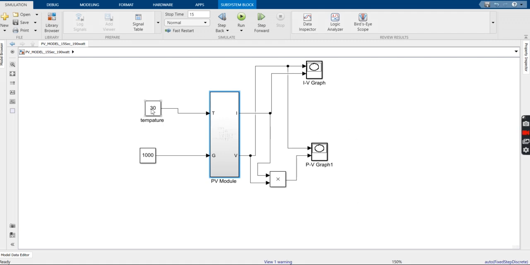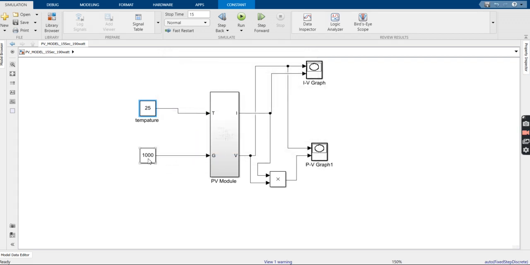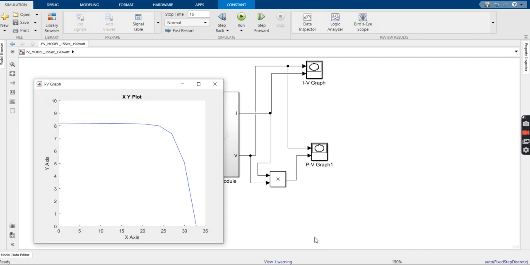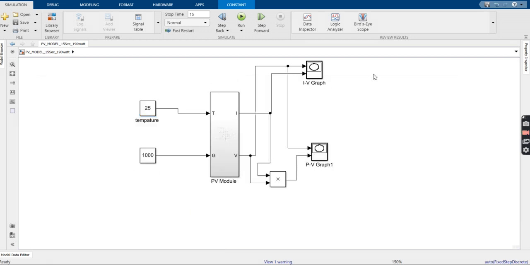If we check at 25 degrees, that is the standard temperature taken here, and 1000 irradiation, we are going to calculate the IV and PV characteristic for the given system. This is the IV and PV curve that has been plotted. As you can see, this is the IV characteristic and this is the PV characteristic.